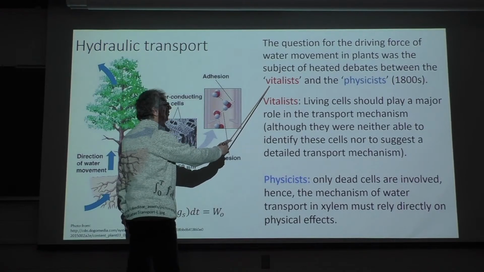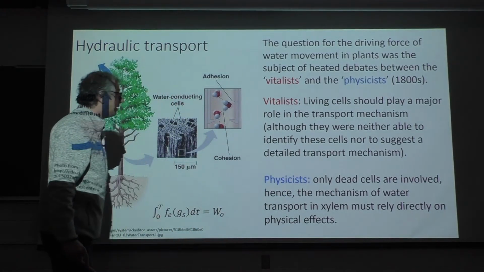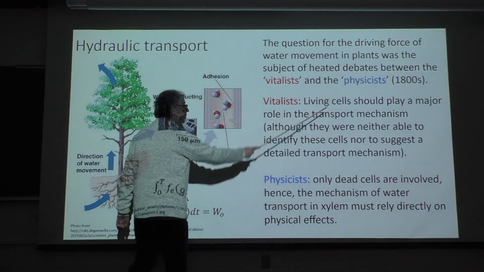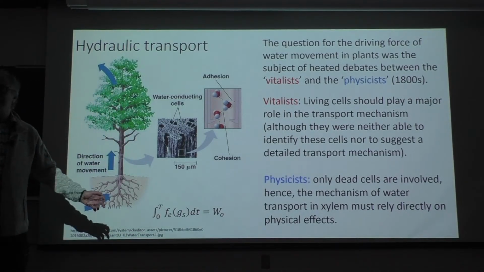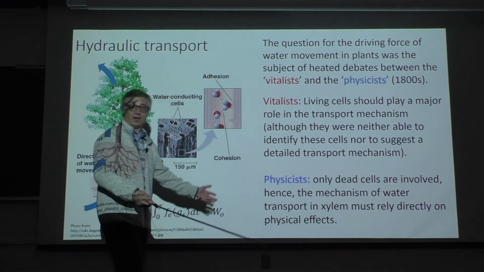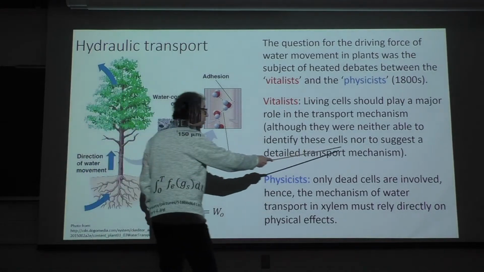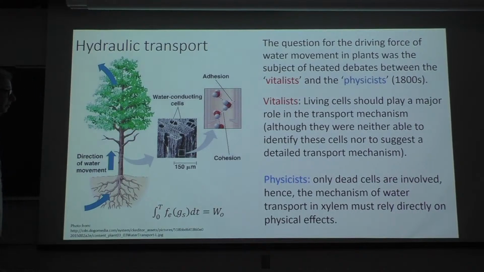One camp is labeled as the vitalists, and the other camp was labeled as the physicists. And in this debate, the vitalists, in summary, argued that living cells should play a major role in the transport mechanism. Now, I should say that they did not identify these cells. What are they? How are they moving water? Are they squeezing water up as you go up the tree? Or did they suggest the detailed transport mechanism associated with it?